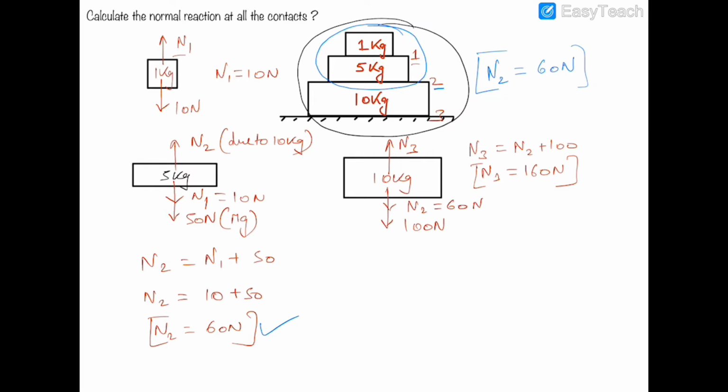Now for calculating the normal reaction N1, we have to assume this as a system. This is already a single block, so there is no assuming like that. So we can say that the normal reaction N1 will be 1 kg multiplied by the acceleration due to gravity, that is 10, so it will be 10 newtons. We have already calculated that. So this is the short approach of calculating these kinds of problems verbally.